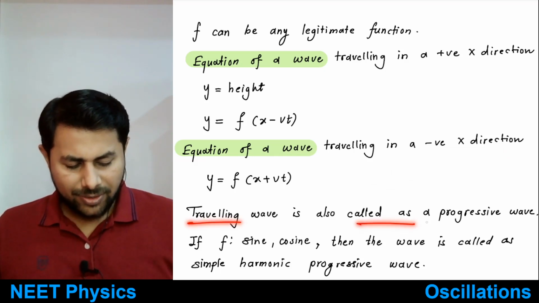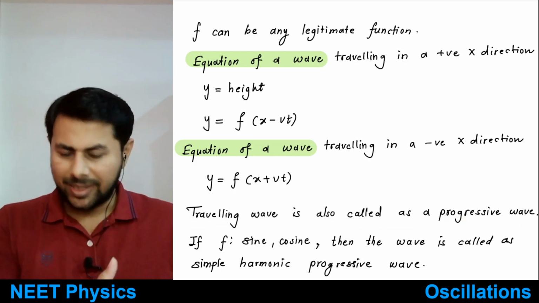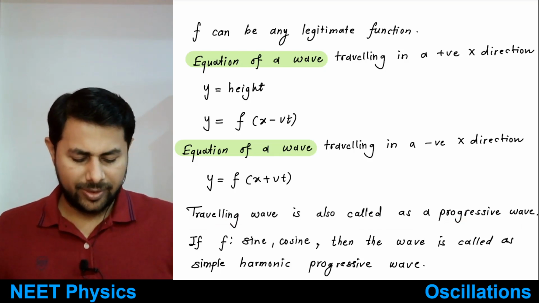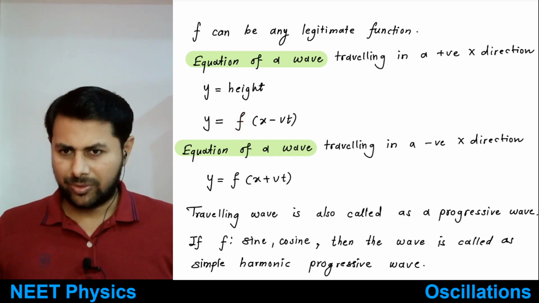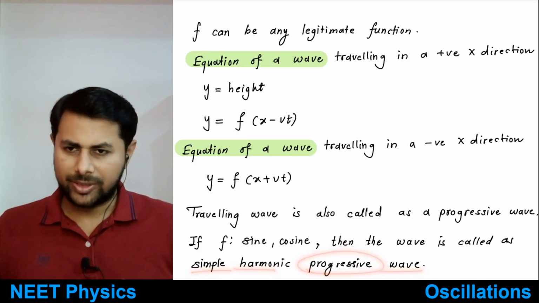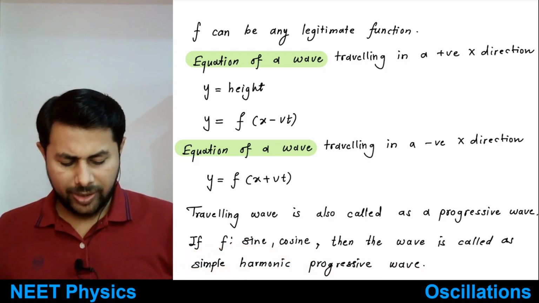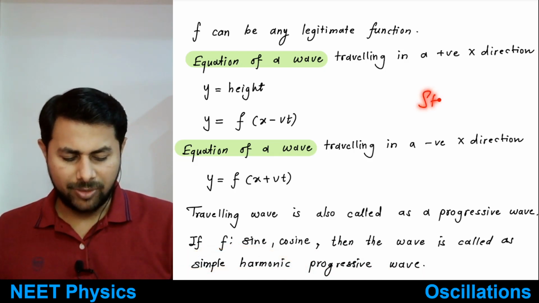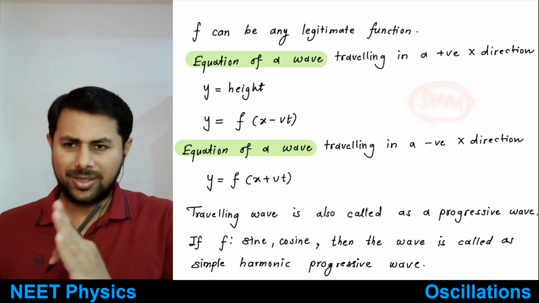A traveling wave is also called a progressive wave, because it progresses in some direction. If this f is represented by a sine or cosine, which we are going to do, then the wave is known as a simple harmonic progressive wave. Progressive because it is traveling. And why simple harmonic? Because we have seen simple harmonic motion in the last chapter, right? So simple harmonic motion is oscillations.